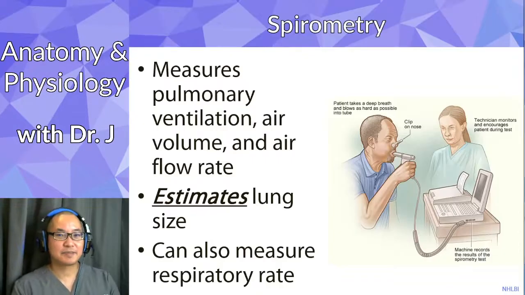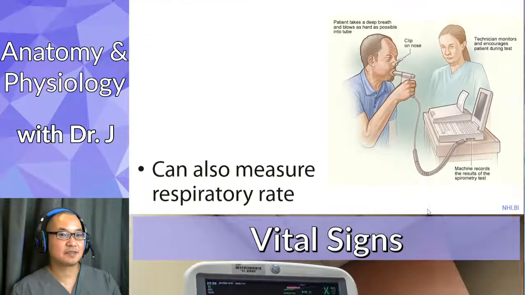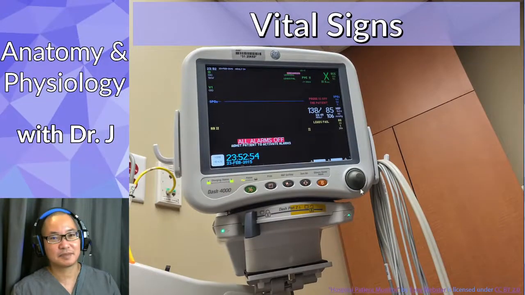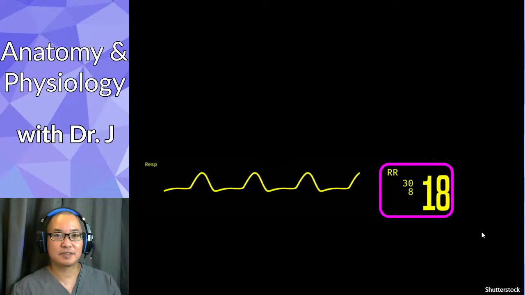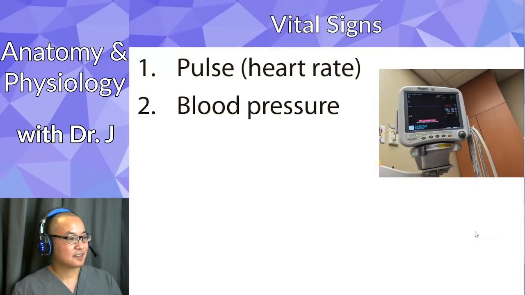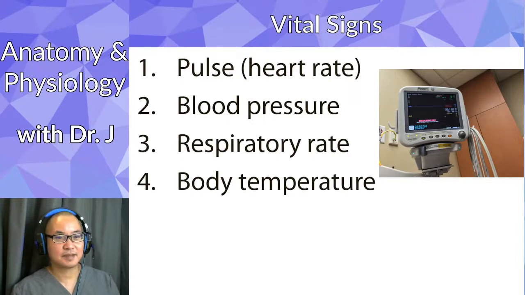So spirometry can measure a lot of things, but one of the other things it can measure is respiratory rate. Why is that important? Well, it's one of our vital signs. So here's a hospital monitor, and here is an example of what you can see on the hospital monitor. Respiratory rate is one of those vital signs you can see on the monitor. Now, again, what are vital signs? Pulse, blood pressure, respiratory rate, and body temperature.